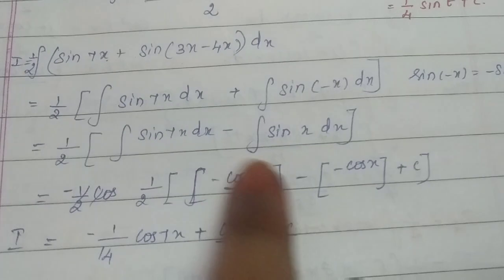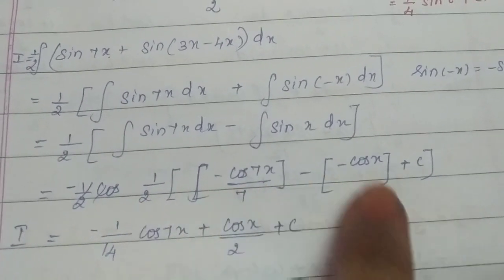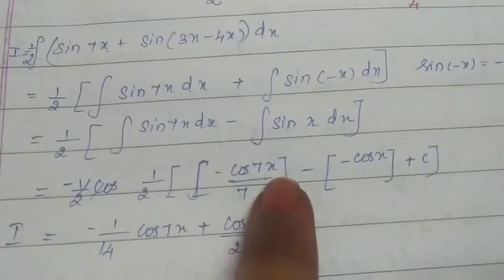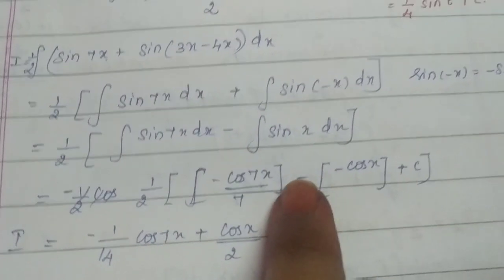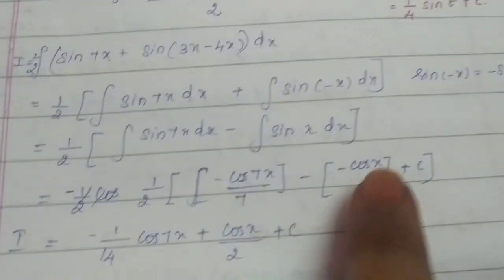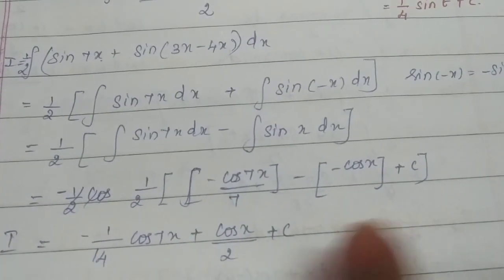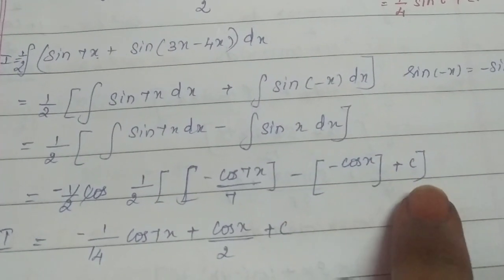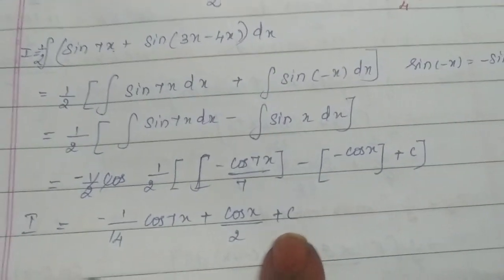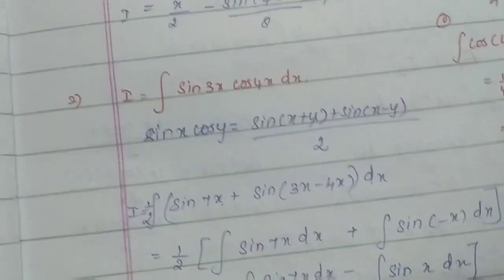Now when you multiply this 1 by 2 inside for both the terms, you will get minus cos 7x divided by 14. Minus into minus will become plus cos x divided by 2. Since it's a constant, 1 by 2 into constant is a constant, so we are writing the constant as it is.